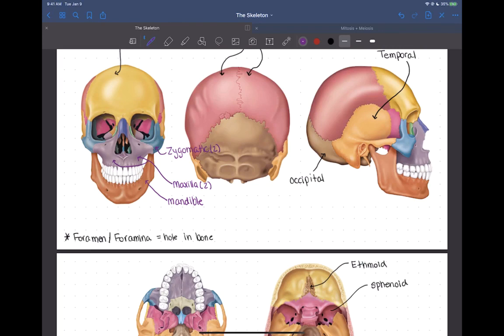Okay, and then we have our bones that make up kind of the bridge of the nose. So here, these are the nasal bones. Okay, there's two of those, left and a right nasal bones. They're very small and narrow, right? So this would be one here, and this would be the second one here. So you have those two nasal bones, okay?